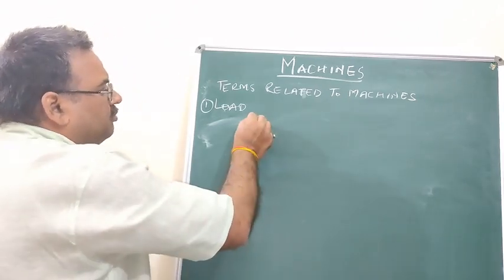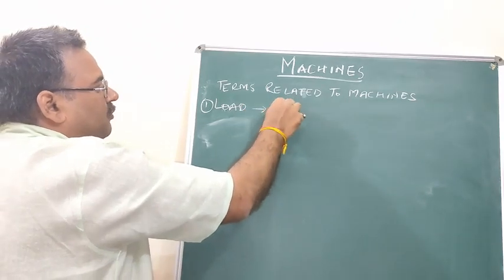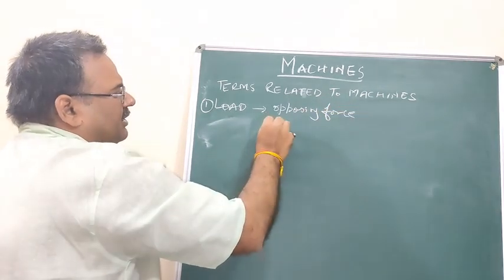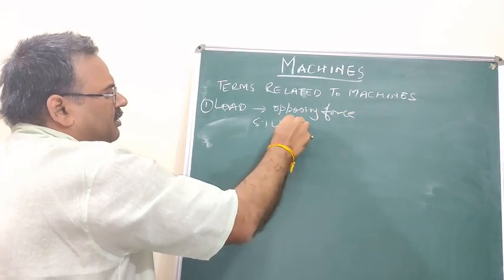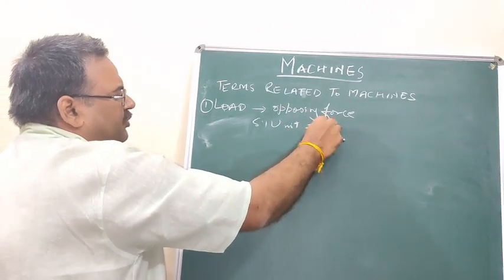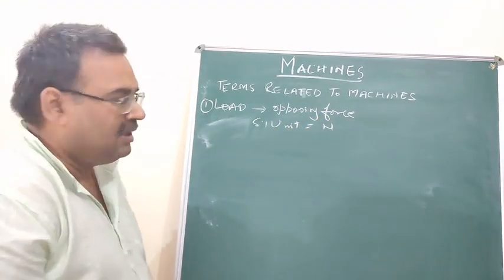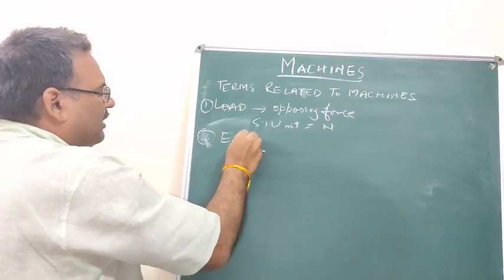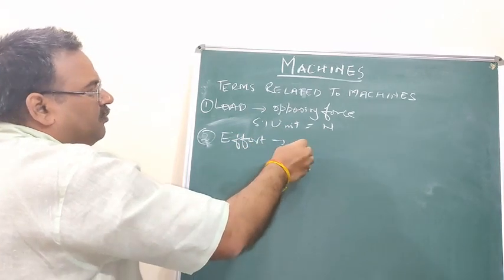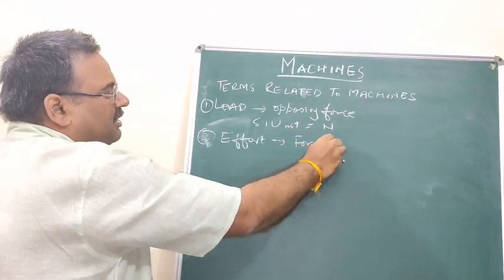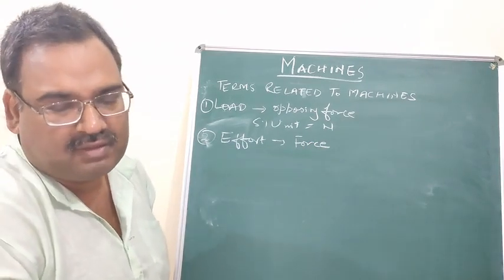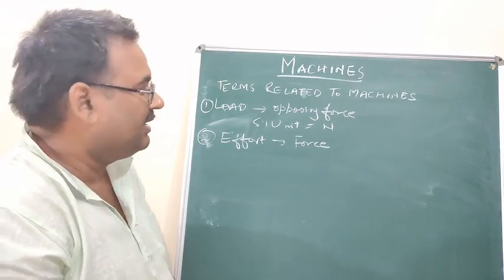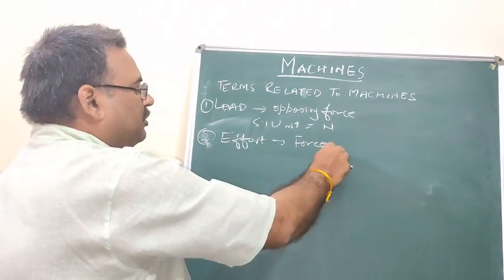So it is a force. What is it? Opposing force. So the SI unit is Newton. Okay. Then the second term is effort. What is effort? Effort is another force, the force which overcomes the load. Effort is a force that is applied on the machine to overcome the load. It is again a force. Again the SI unit is Newton.